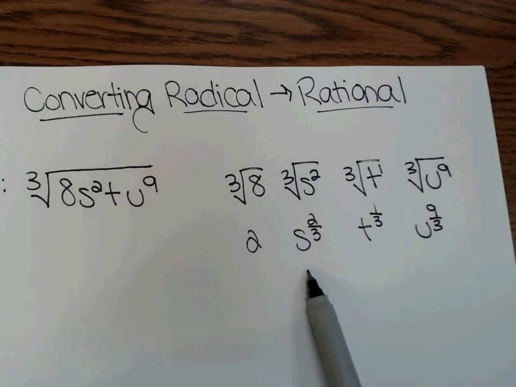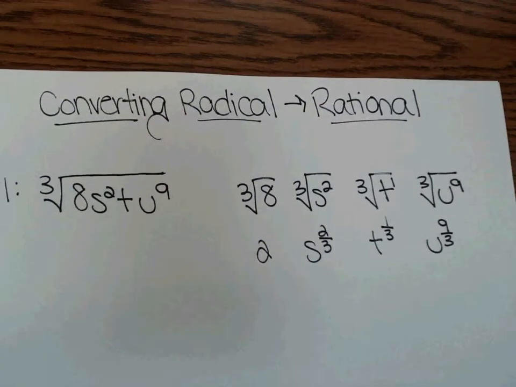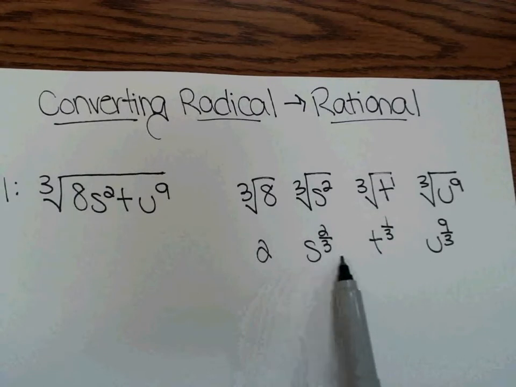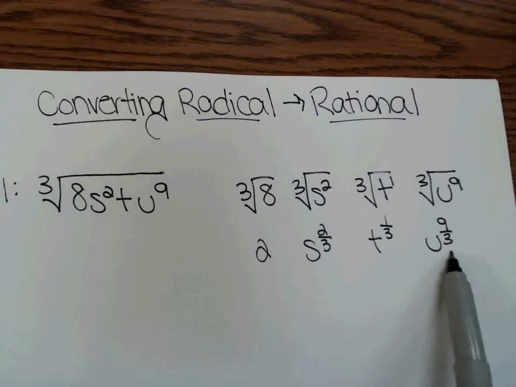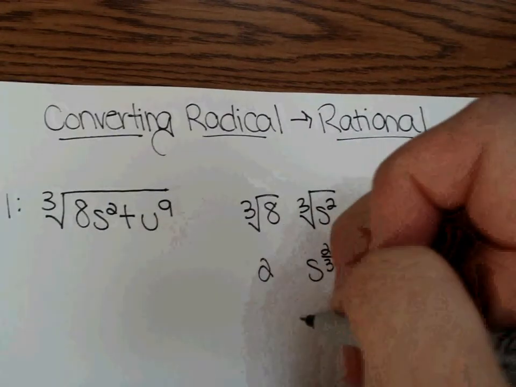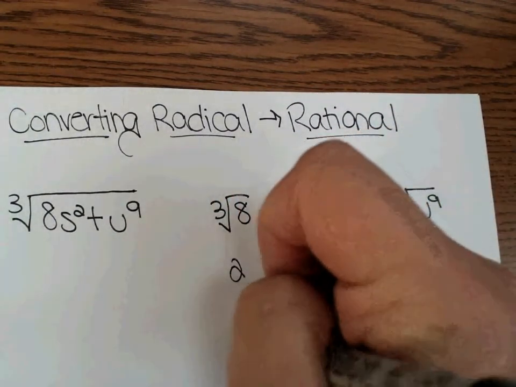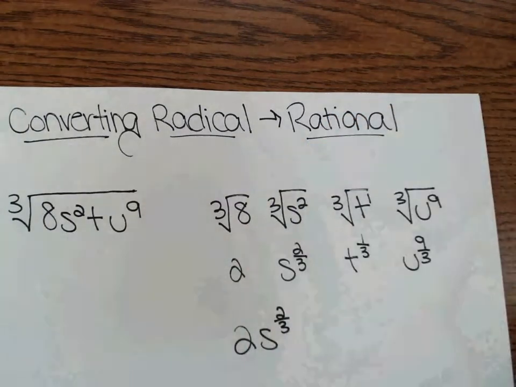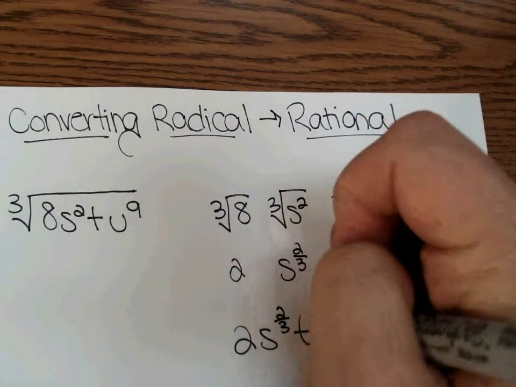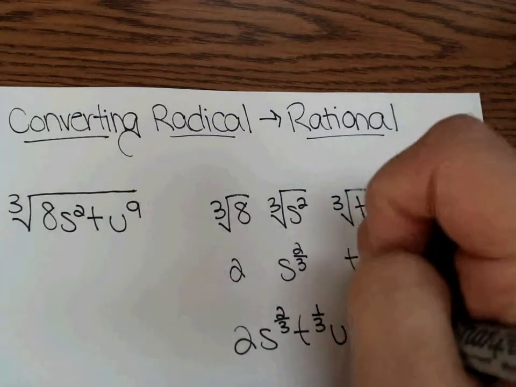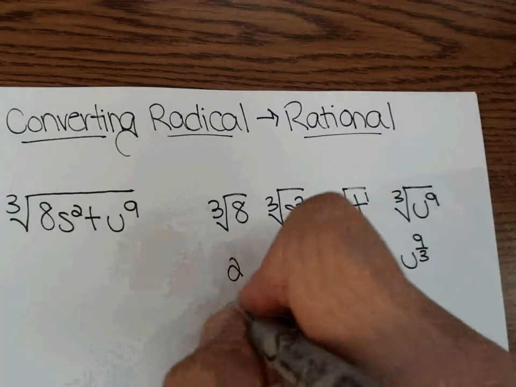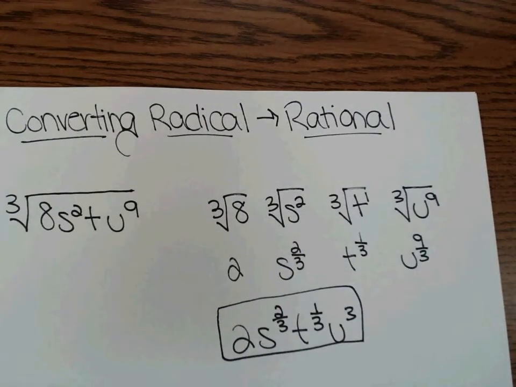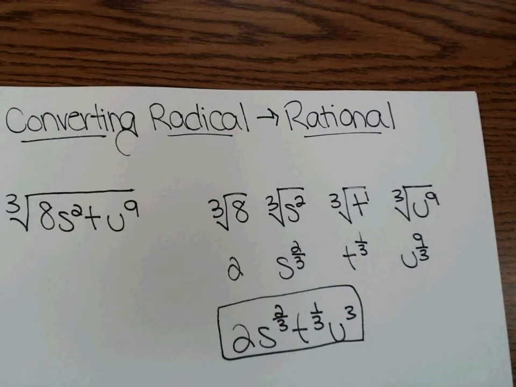Alright, we're almost done. Now you're going to look at all your powers and see if there's any that you can simplify. In this case the only power that you can simplify is this u, the 9/3, which simplifies to 3. So to write your final answer, you're going to say 2 s to the 2/3, t to the 1/3, and u to the 3rd. And that will be your simplified rational answer.